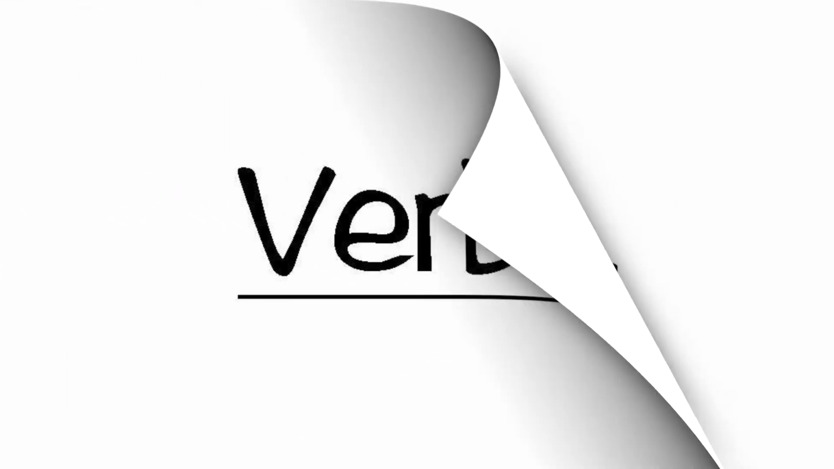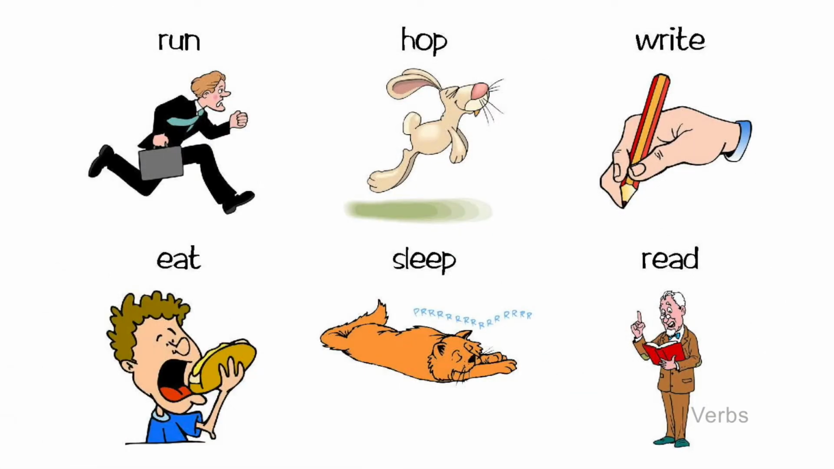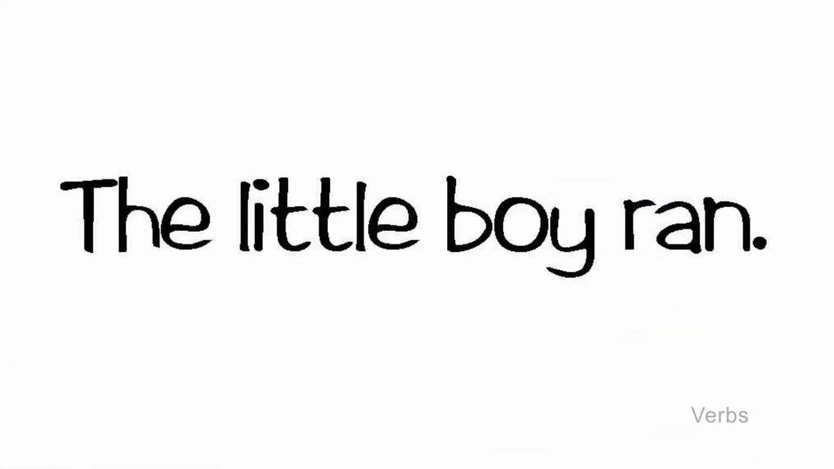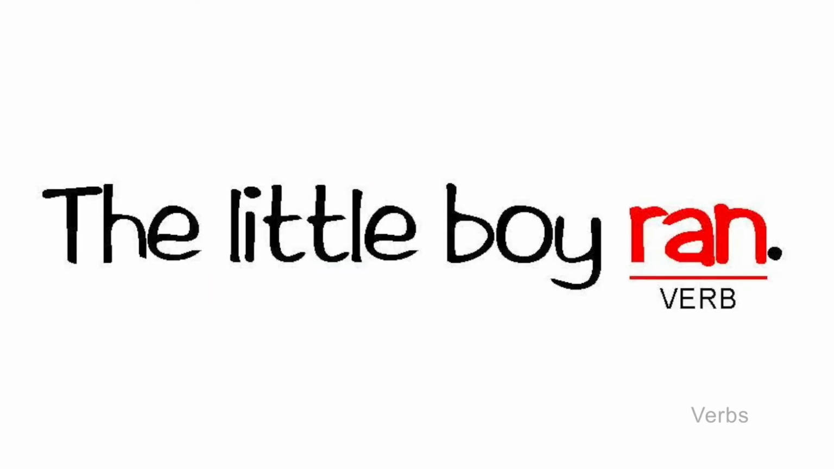Next, we have verbs. A verb is an action word. So a verb is something you can do. Here's a list of a couple of examples: run, hop, write, eat, sleep, and read. Notice how those all show action. They're all doing something. Here's an example of how to find a verb in a sentence. The little boy ran. What did the little boy do? The little boy ran. So ran would be your verb.